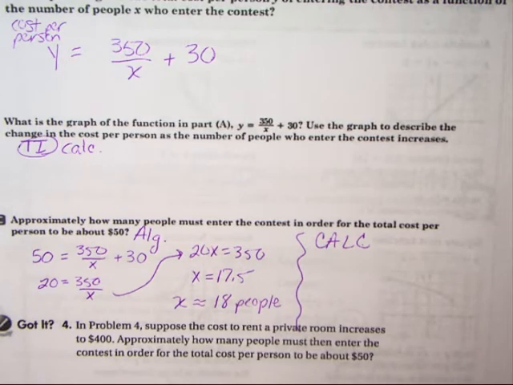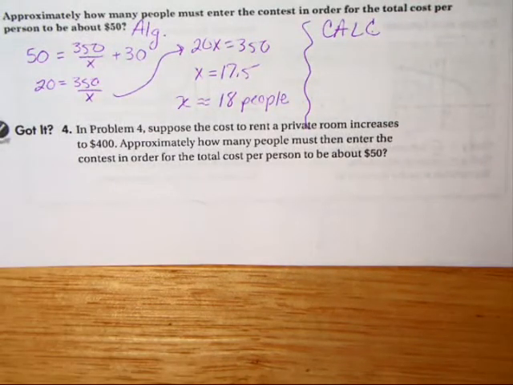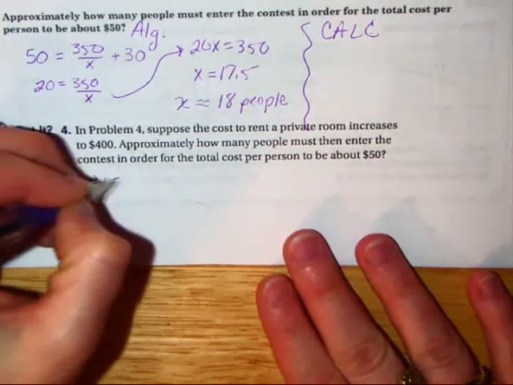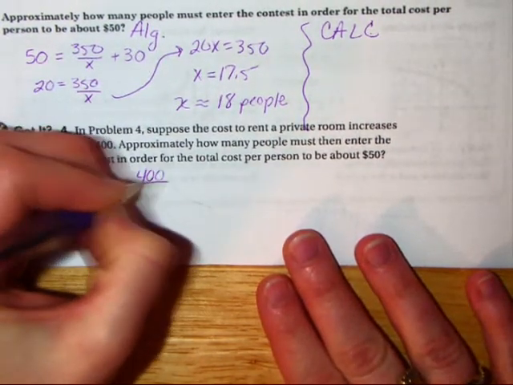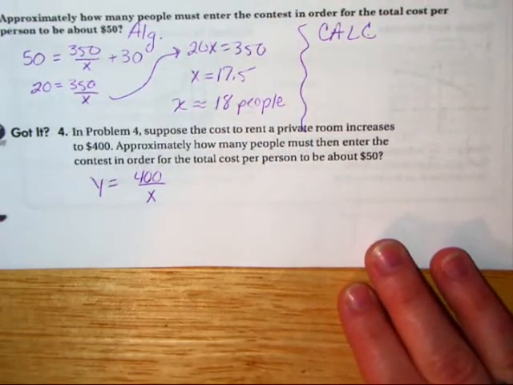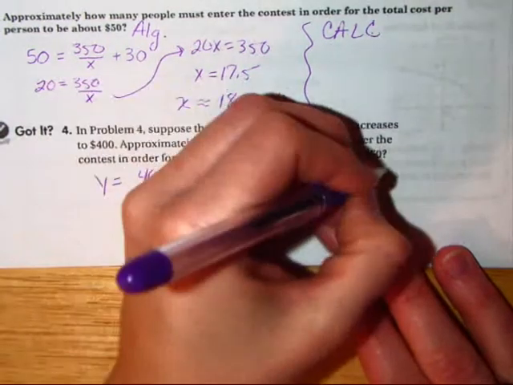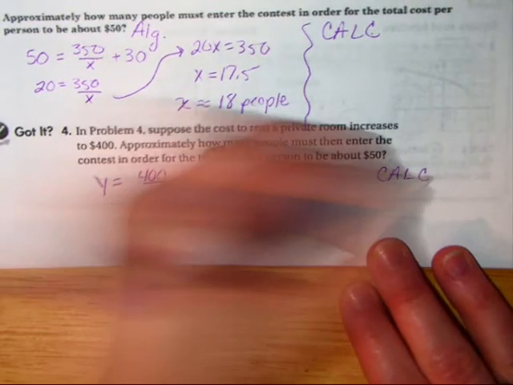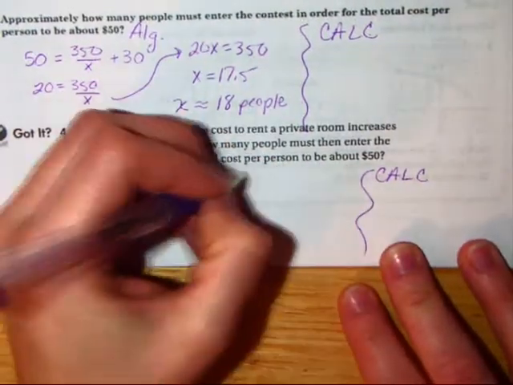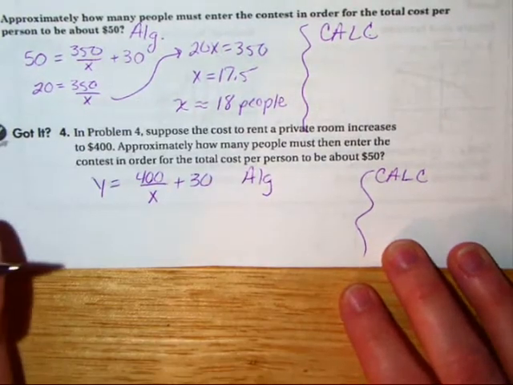Problem 4. Suppose that the cost to rent a private room increases to $400. Approximately how many people must enter the contest now in order for the cost to be $50? Nothing's changing except that we're going to do 400 divided equally among those people, plus the registration fee. Again, I can teach you how to do this on your calculator with a new equation, but algebraically, it's not too bad, is it?